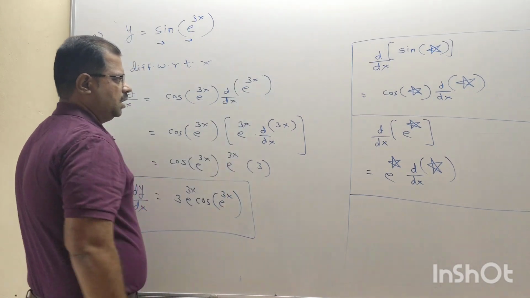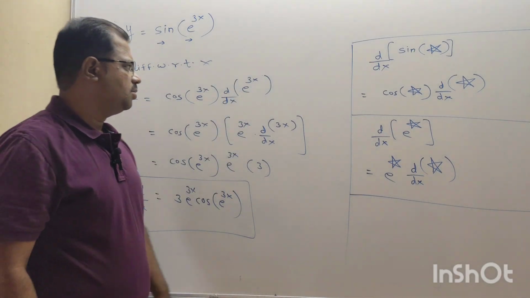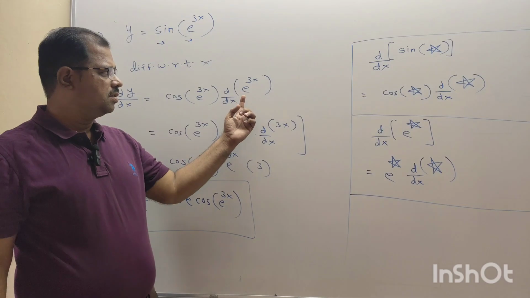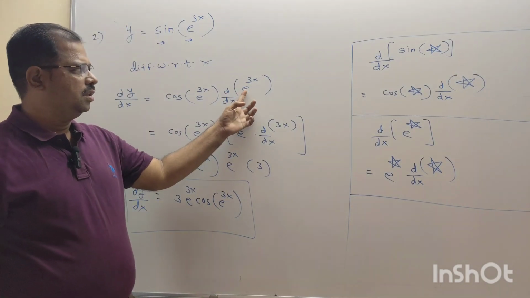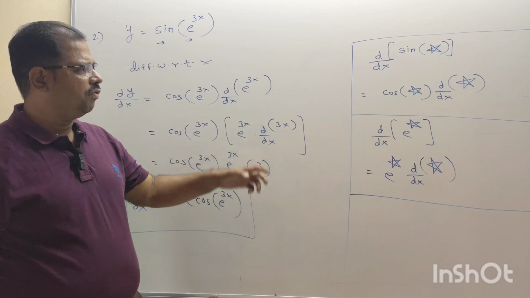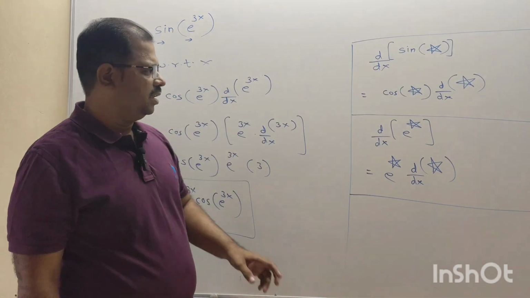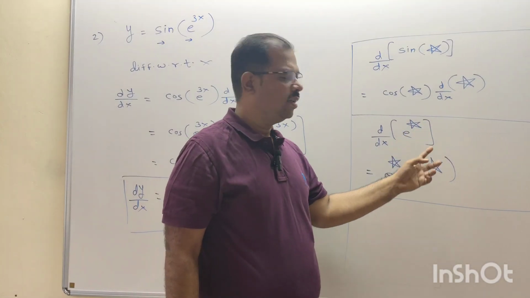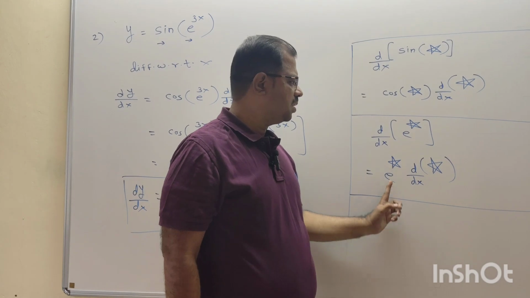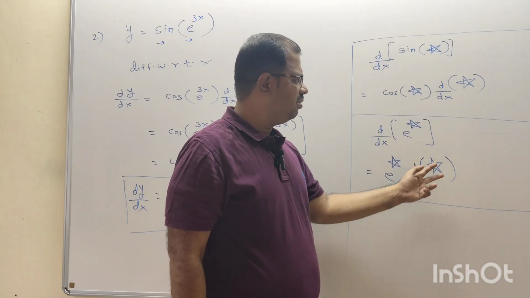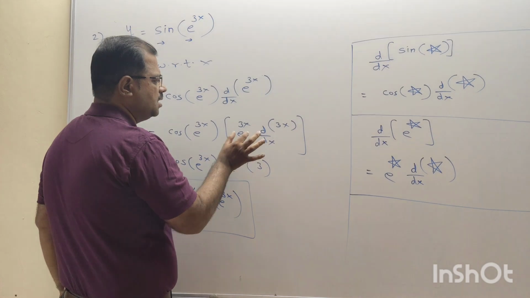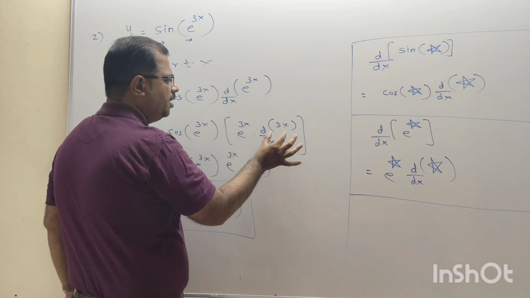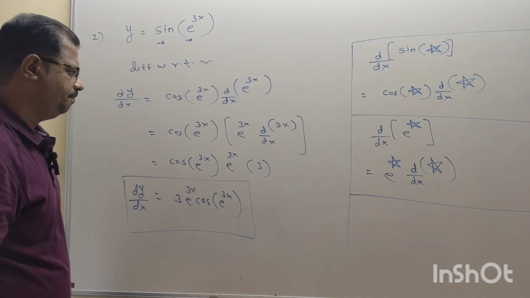Now we have to take the derivative of e raised to 3x, in which e is the outer function and 3x is the inner function. E is the outer function, therefore we take the derivative of e, that is e raised to f(x). The derivative of e raised to f(x) is e raised to f(x) into the derivative of f(x) in the numerator. The derivative of e raised to 3x is e raised to 3x into the derivative of 3x in the numerator.